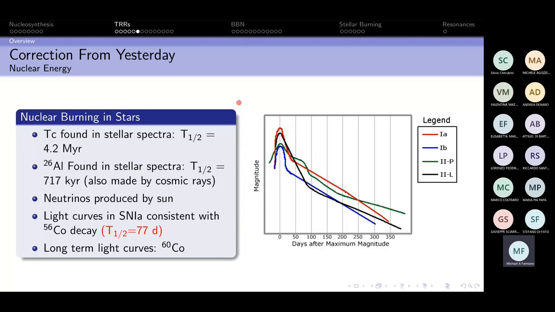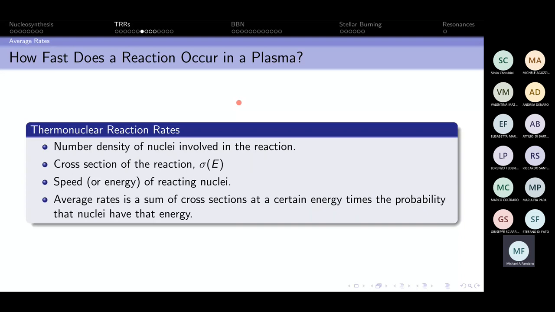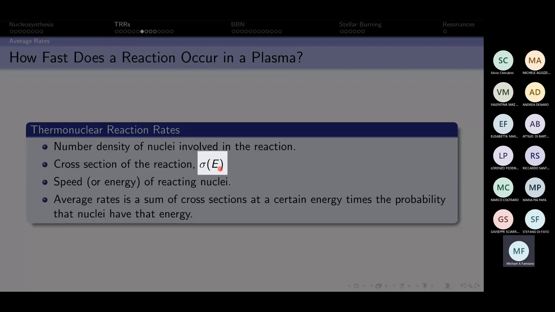Okay. So yesterday we ended here. We ended at this point. We talked about how fast a nuclear reaction occurs in a plasma. And it depends on these things here. It depends on the number density of the nuclei that are involved. How many of them have you put in the box? It depends on their cross sections, how big they are. Now, be careful, these cross sections depend on the energy. And that's a result of quantum mechanics.